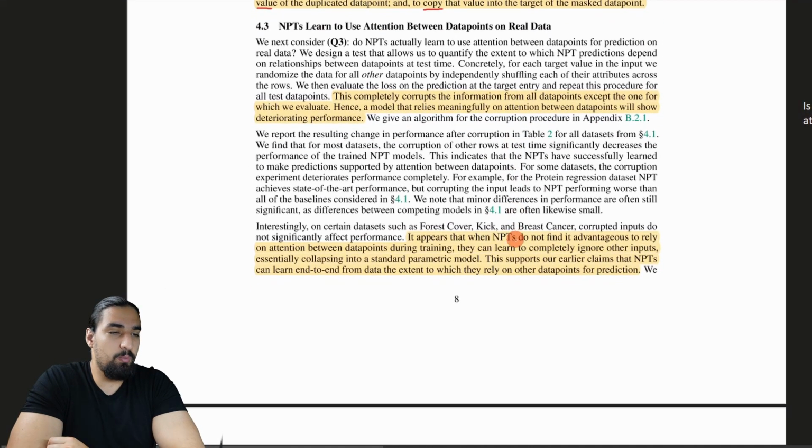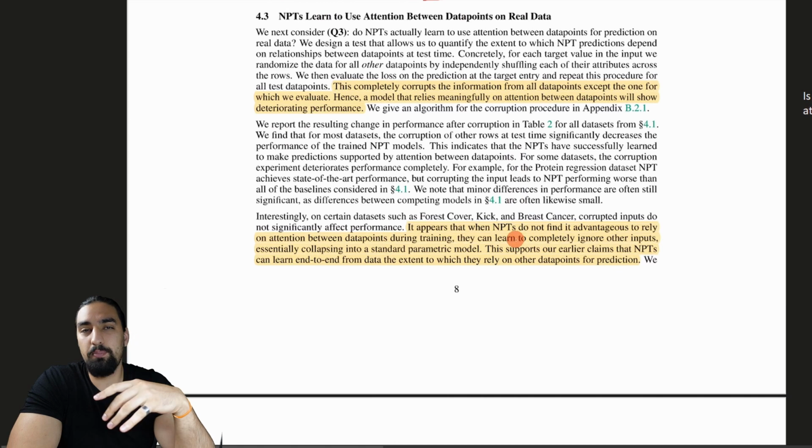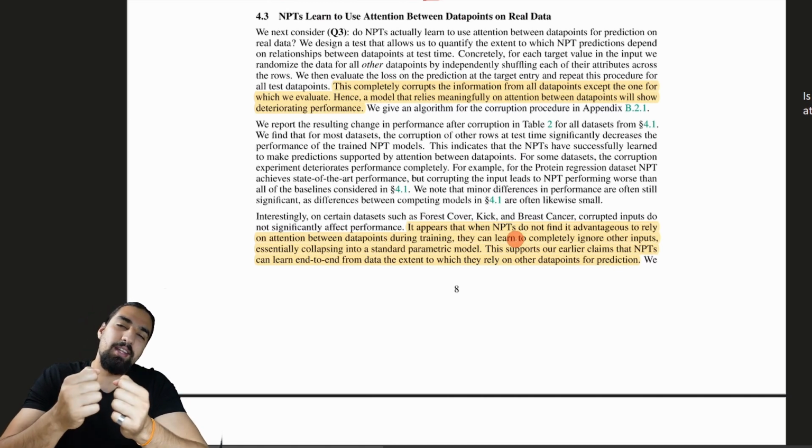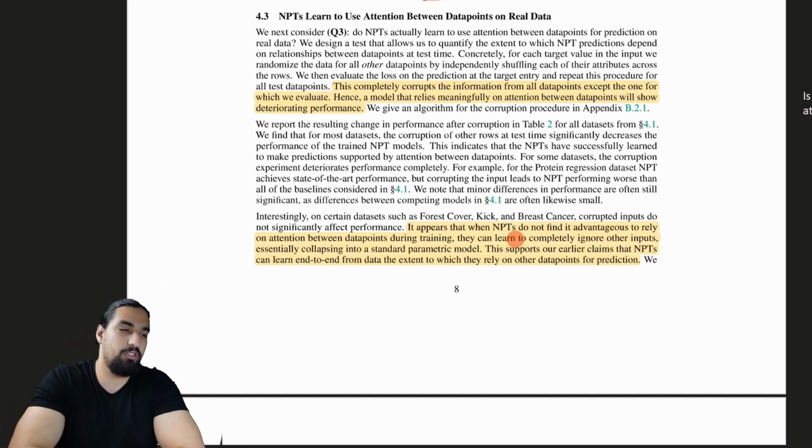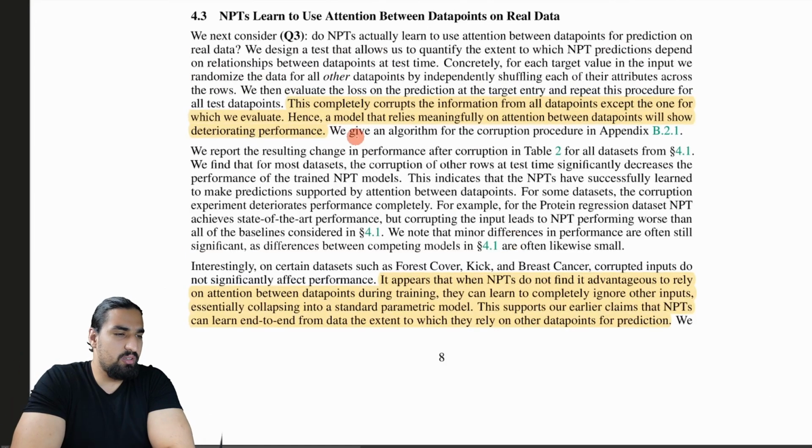Okay, the next experiment they did was to corrupt the data points and see whether it fails, because that would show it learned to actually rely on those other data points. So they said here, this completely corrupts information from all data points except the one for which we evaluate. Hence, a model that relies meaningfully on attention between data points will show deteriorating performance.